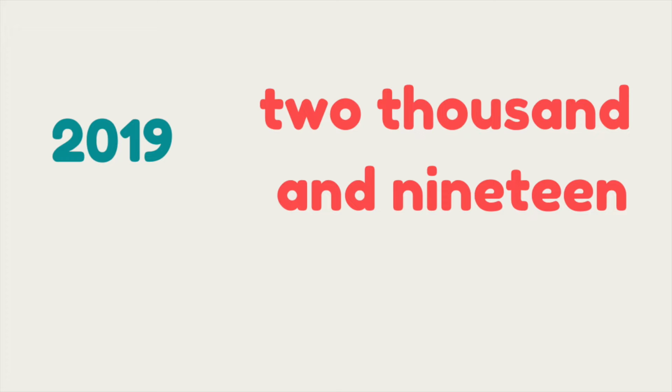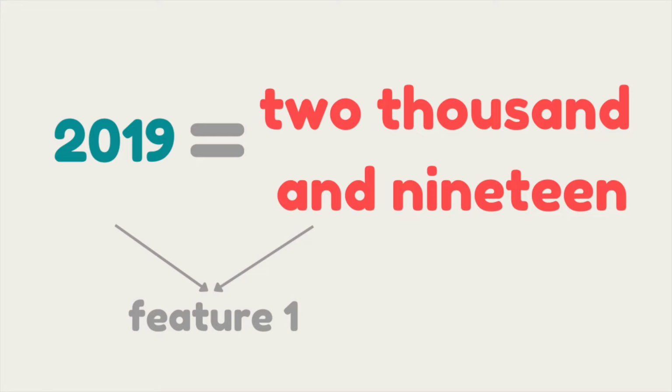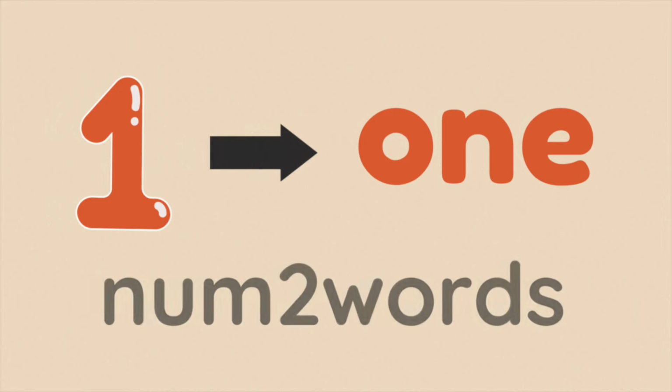When extracting features from a text for a machine learning model, if there are both the number 2019 and the words "twenty nineteen" in a text, they would appear to be different features. Is there a way that we can map the number 2019 to the text so that they deliver the same meaning? There is a Python library to do exactly that called num2words.